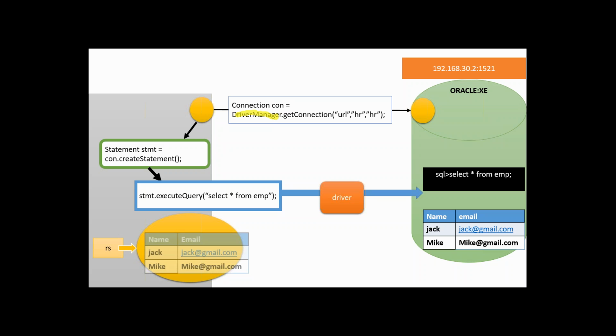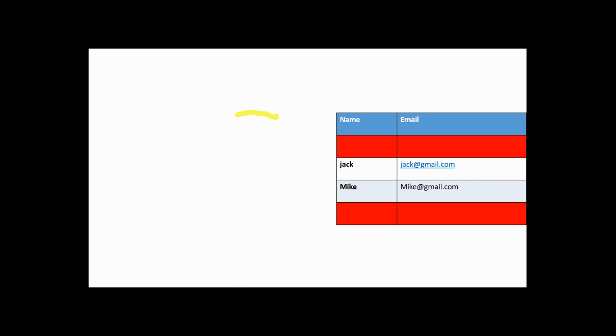Now, in the Java program, you will get access to this result set. Let us understand how to retrieve this data in your Java program. This is the result set that has been generated, and this is what is passed to the Java program. If you observe, the first and the last column do not have any data. They contain null values.